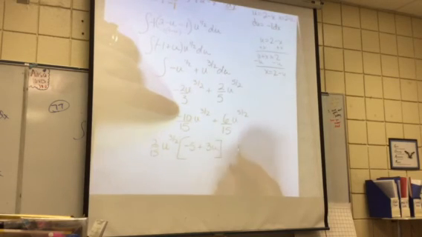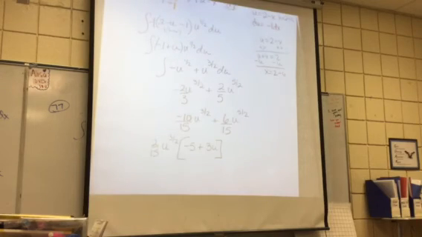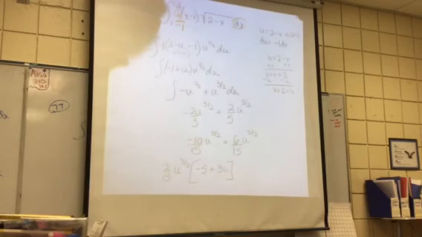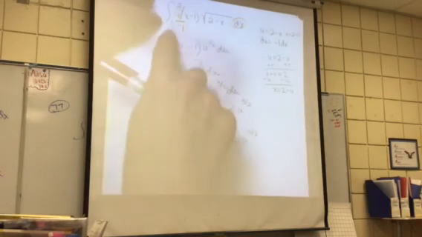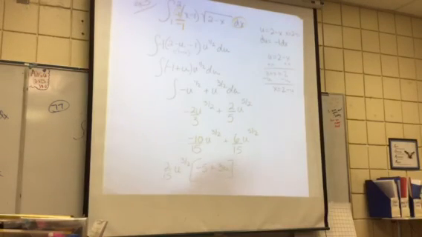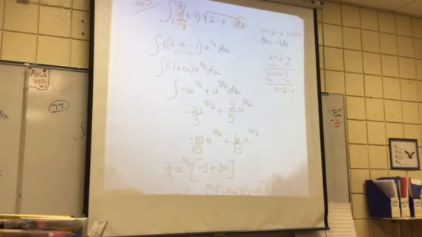Do I need plus c in this problem? No, because it's a definite integral. Now, do you want to change these back over to x's and use 1 and 2? Okay, great, we'll do that then. 2 15ths, 2 minus x to the 3/2 times negative 5 plus 3 times 2 minus x. And I'm going to evaluate this at 2 and at 1.